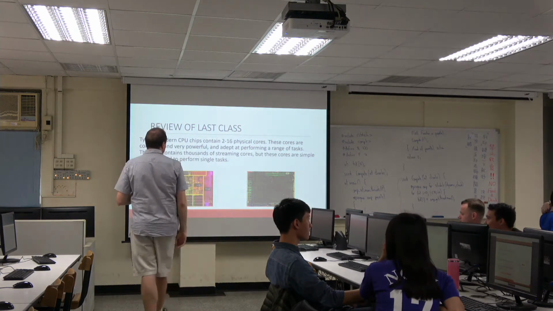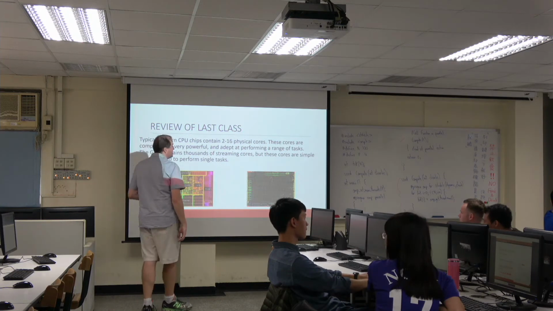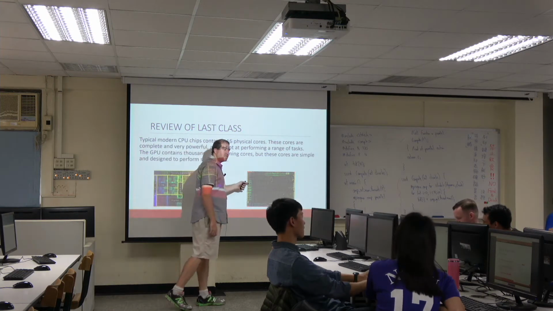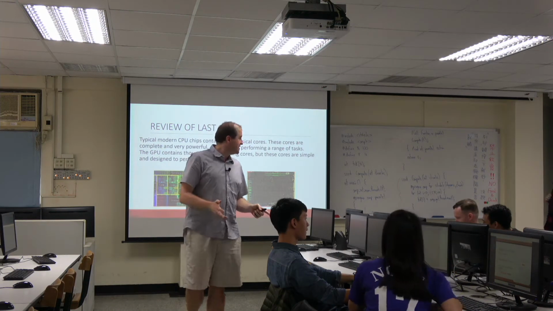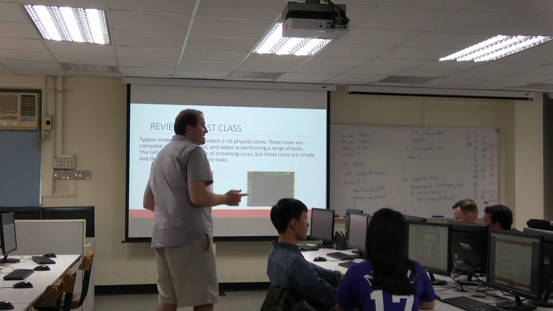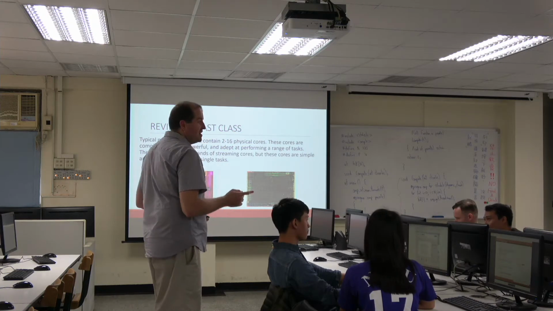You buy GPUs to draw. Those GPUs contain thousands of streaming cores. Those streaming cores are designed to do one thing, draw a picture on the screen. And they are excellent at it. They suck at everything else. That's what they're designed to do.